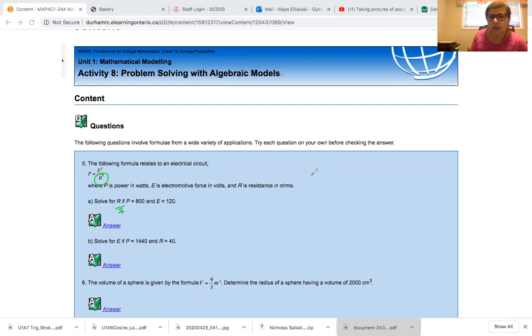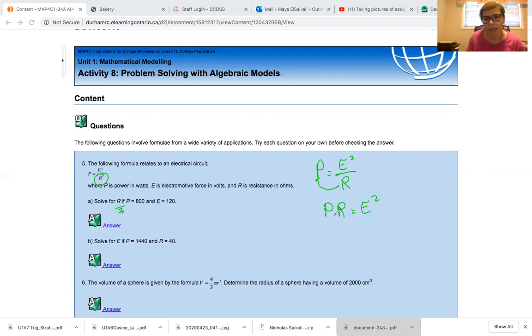Okay, so if I want to isolate for R, because that's what I'm looking for, what I have here is P equals E squared over R. So I want to bring R to this side, and I want to make sure that it's by itself. Because this is a division, in order for me to bring it to the other side, it's going to become a multiplication. So bringing this over here, that's going to become PR equals E squared. But remember, I want R to be by itself. So I need to get rid of P.